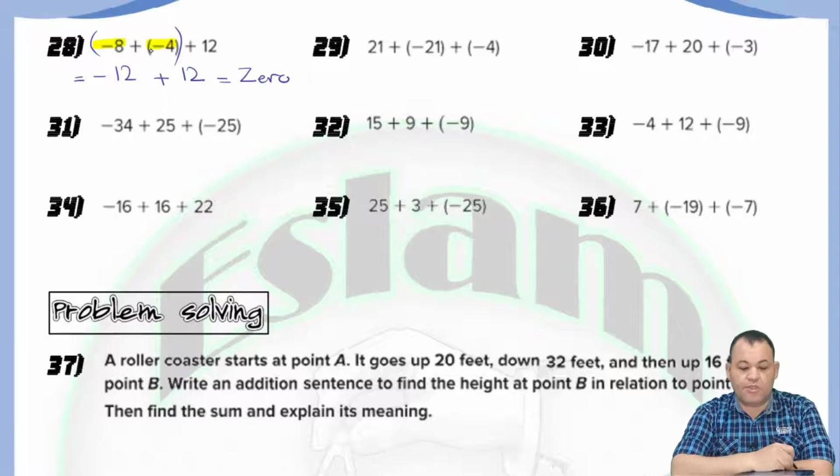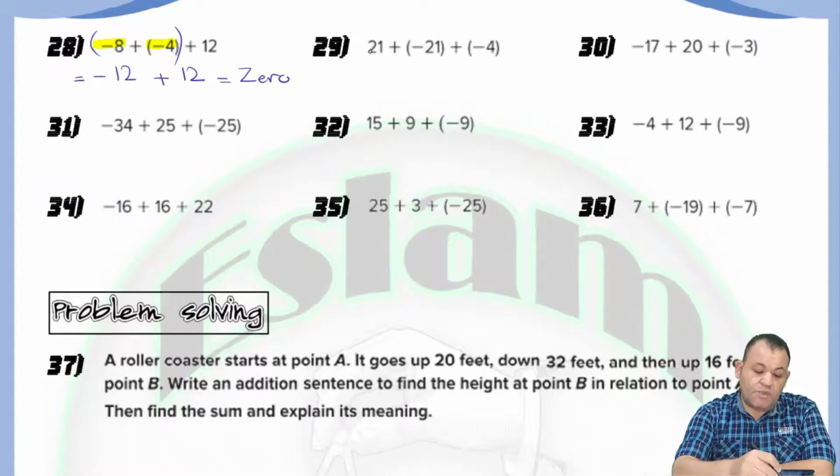Again for question number 29. 21 plus negative 21 plus negative 4. If you look at 21 and negative 21, they are opposite numbers. We said the sum of any two opposite numbers is equal to 0. 0 plus any number will be the same number, which is negative 4.